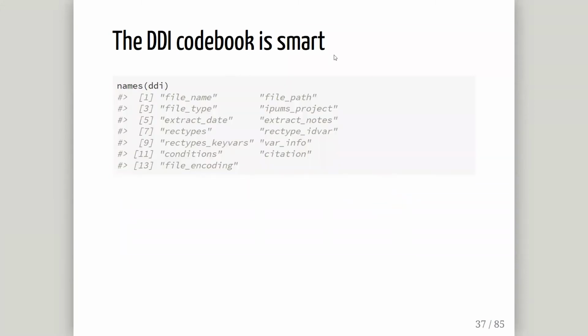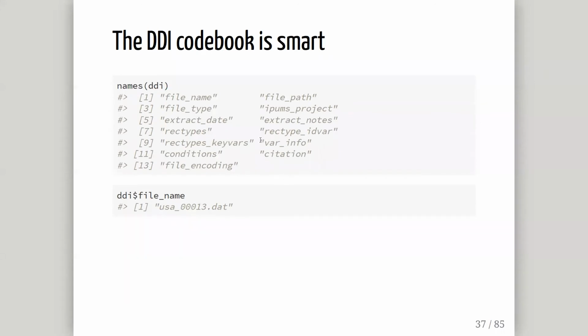The DDI codebook, on the other hand, is smart. It has a lot of information that you see here. So here are the named elements of that DDI object. In particular, it has the file name of the data file. So if you save those files in the same directory, in the same folder, as we recommend, that's why you can just point to the DDI, and that will tell R where that data file is, and you don't actually have to specify that explicitly.